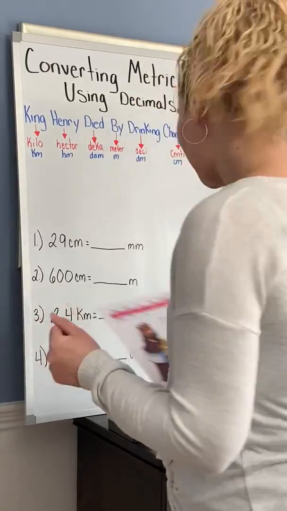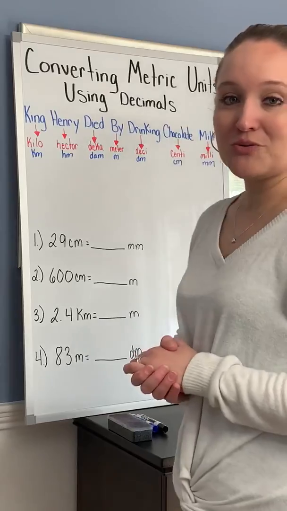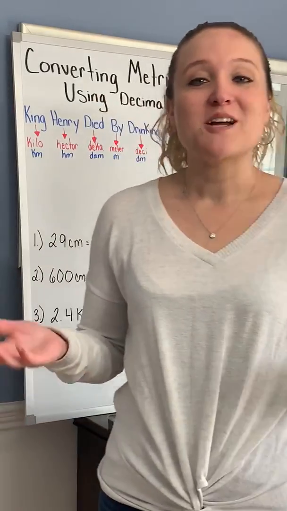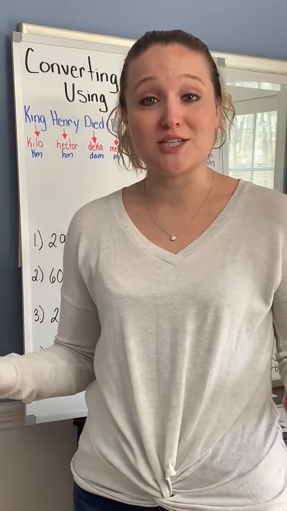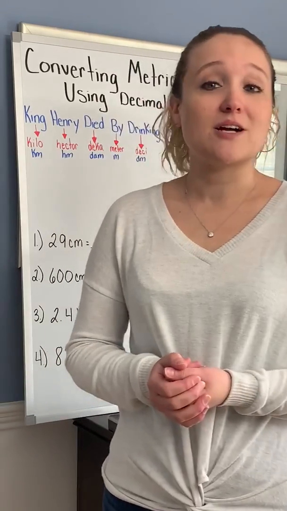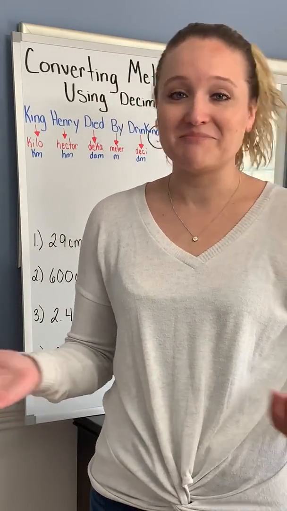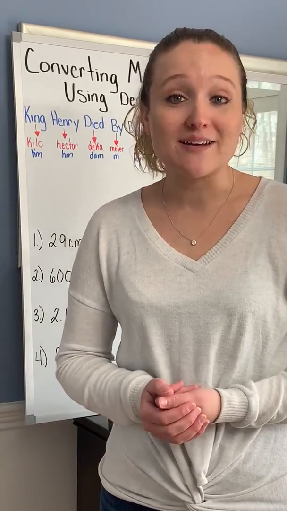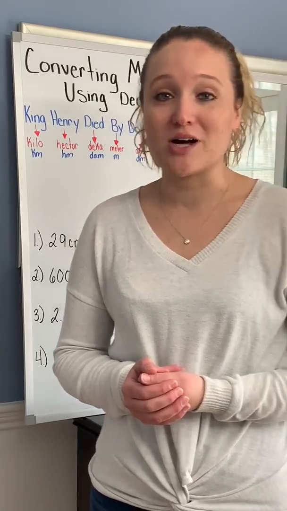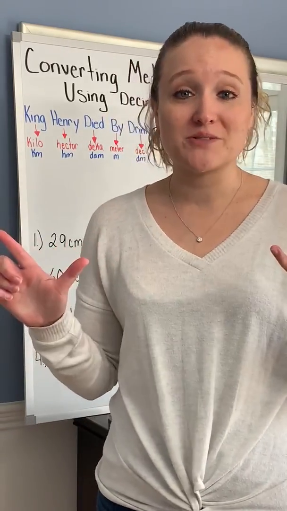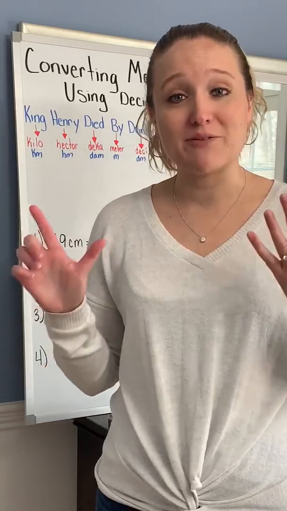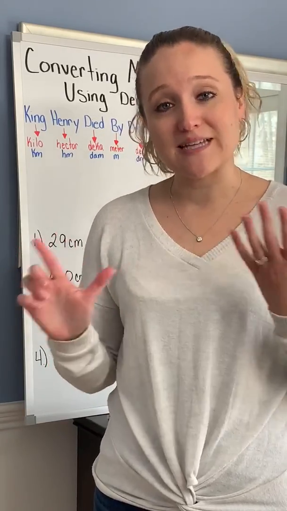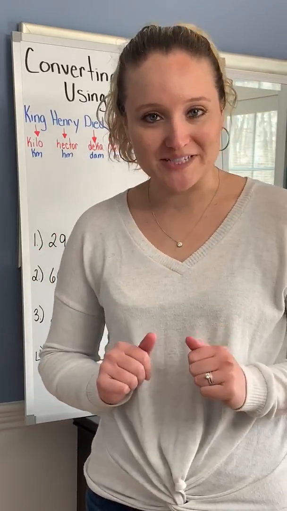Okay, here we go. I want you to hear this funny saying. King Henry died by drinking chocolate milk. You may have heard that last year. If not, you're hearing it today. So again, King Henry died by drinking chocolate milk. It's 7 words. I need you to remember those 7 words. If you can remember these 7 words, you're all set for today.